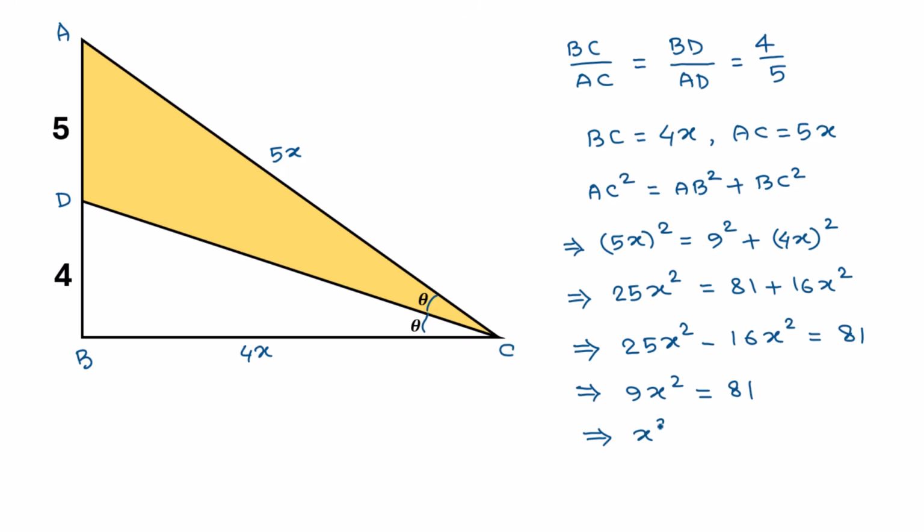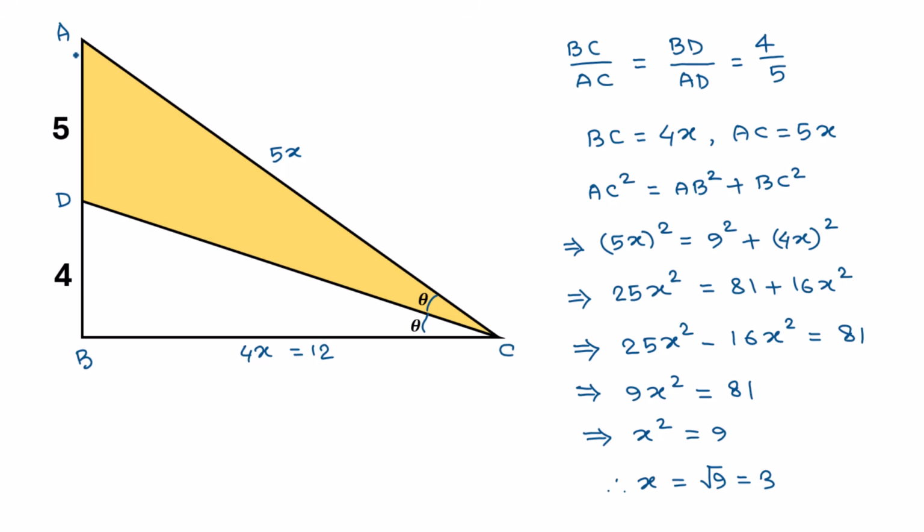We will get x square is equal to 81 divided by 9, which is 9, and taking the square root of both sides we get the value of x is equal to square root of 9, and square root of 9 is 3. So this x is 3. Substituting this x, we get this base BC is equal to 4x, as x is equal to 3. So this will be 4 times 3, which is 12. So this length is 12 units.